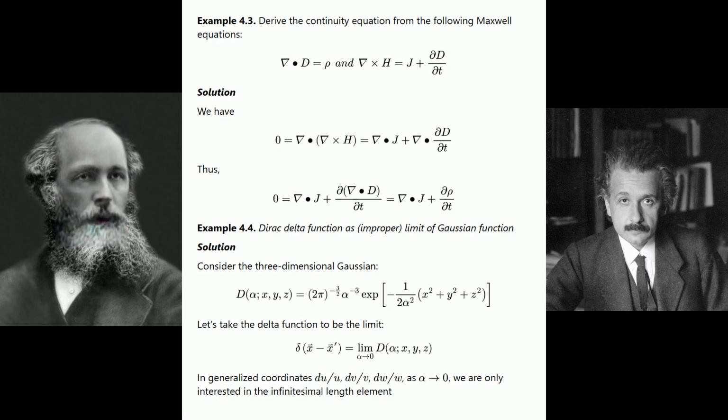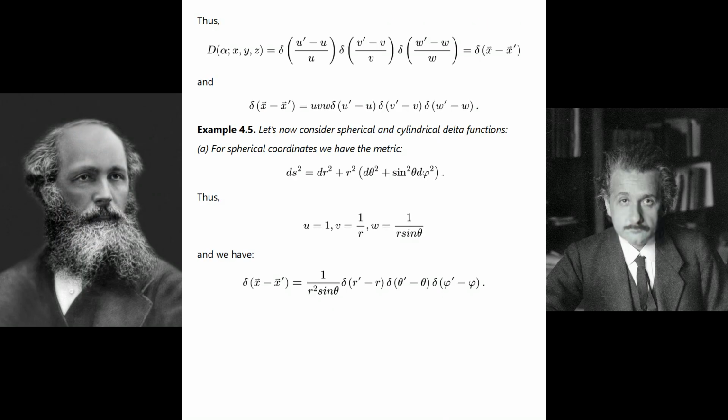ds squared equals du over u squared plus dv over v squared plus dw over w squared, and see the next equation. Thus, d of alpha semicolon xyz equals delta of u prime minus u over u, delta of the fraction with numerator v prime minus v and denominator v, delta of w prime minus w over w, equals delta of x minus x prime. And delta of x minus x prime equals u v w delta of u prime minus u times delta of v prime minus v times delta of w prime minus w.